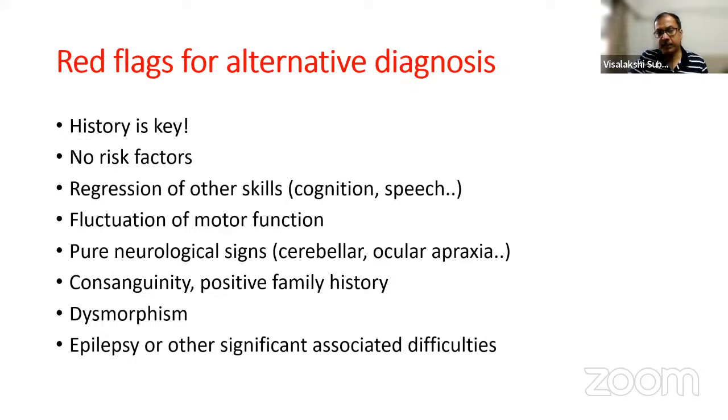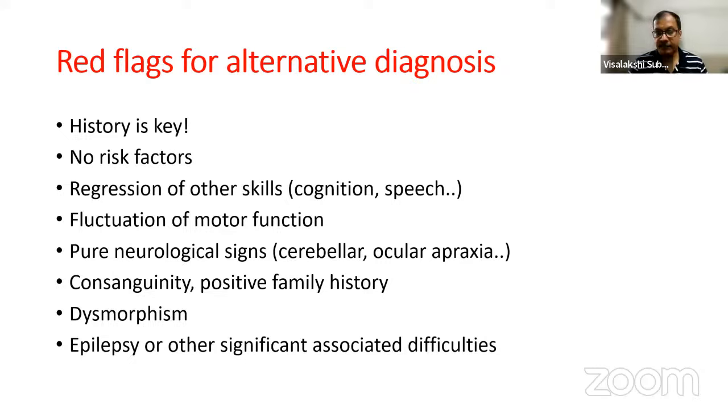If you have fluctuation of motor function, so somebody who has increased stiffness towards the end of the day, but is actually quite okay towards the early part of the morning, you'll see some cases like that. And if you have pure neurological signs, say significant cerebellar signs, ocular apraxia, oculomotor features, sensory features, then you might need to think, am I dealing with something else over here? A positive family history and consanguinity are equally important.